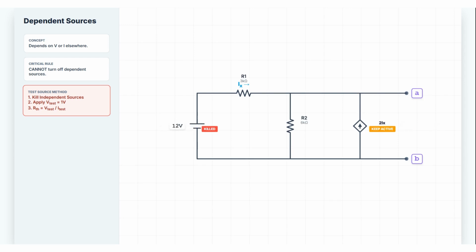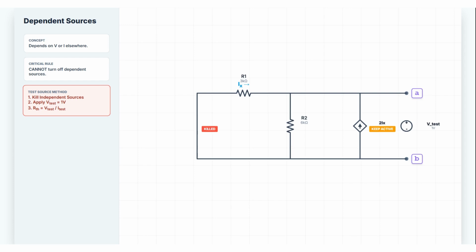Step 3. Apply a test source at the terminal. You have two options: apply a 1-volt test voltage and calculate the resulting current I. Then R Thevenin equals 1 divided by I. Or apply a 1 amp test current and calculate the resulting voltage V. Then R Thevenin equals V divided by 1, which is just V. Use whichever makes the math easier.